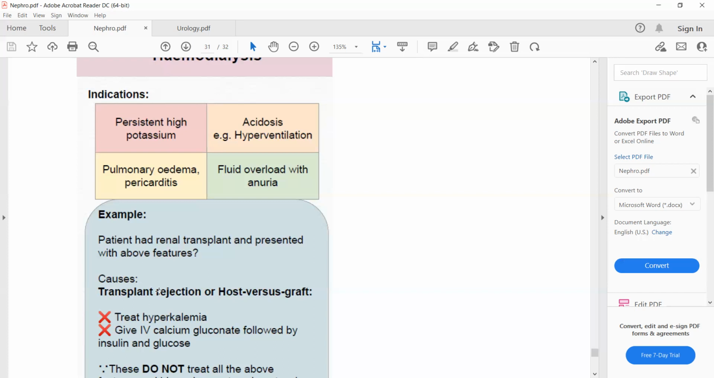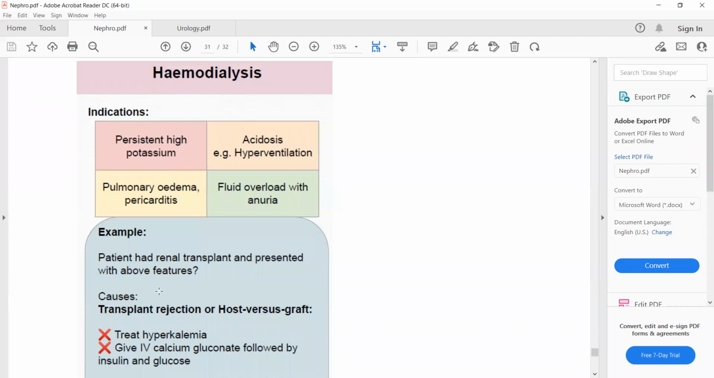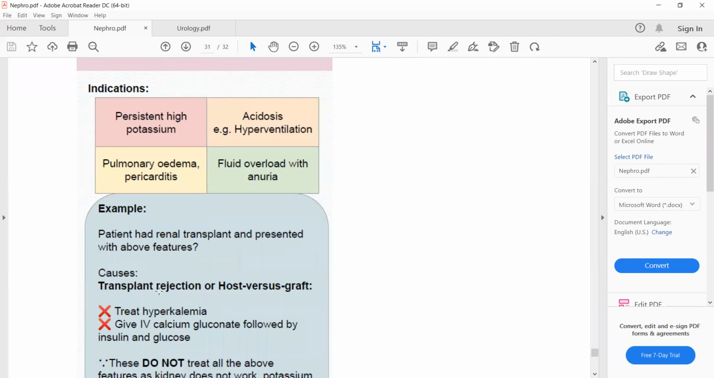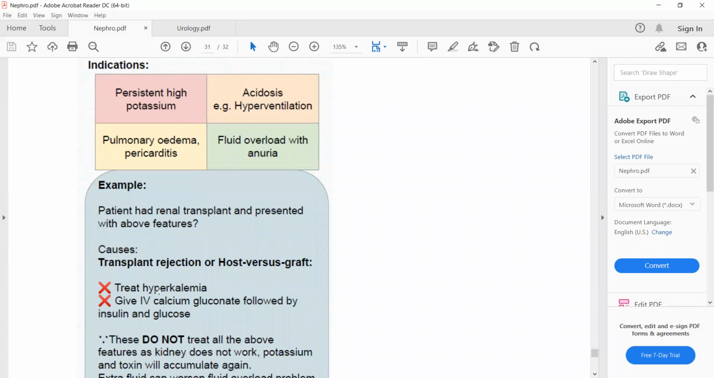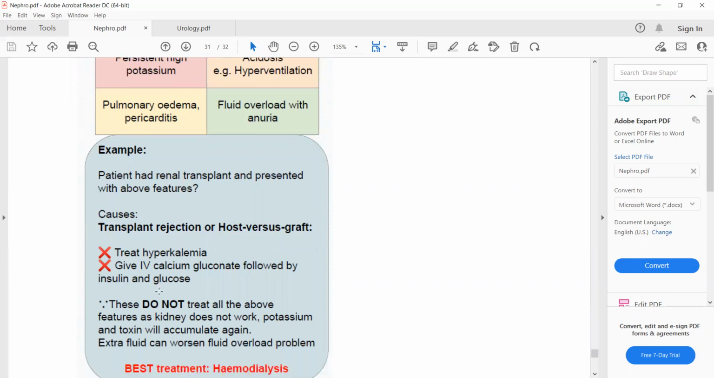Along with these electrolytes, other things that a patient can develop with end-stage renal disease or chronic kidney disease are pulmonary edema or fluid load with anuria. So hyperkalemia, acidosis, fluid overload with anuria or pulmonary edema, all of them are indications for hemodialysis. A person with CKD can develop uremic pericarditis. So uremic pericarditis is also an indication for hemodialysis. So remember these indications for hemodialysis.